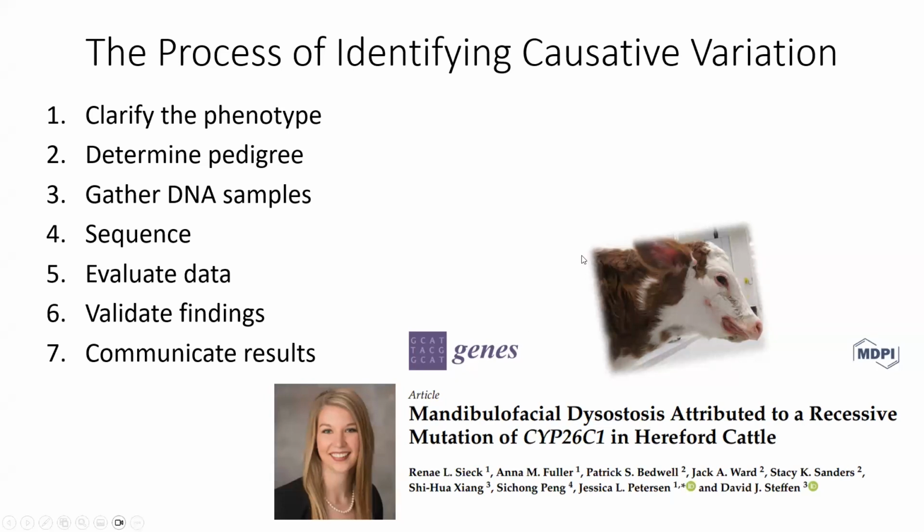I'm going to do this using an example from a previous project that Renee Seek, now Renee Schroeder, was a graduate student leading in my lab. That's actually a defect in Herefords. But the fact that it's in Herefords doesn't matter. The process would be the same if it were something in yak.